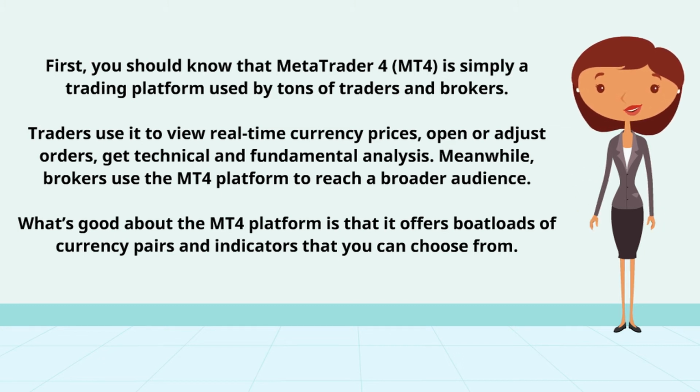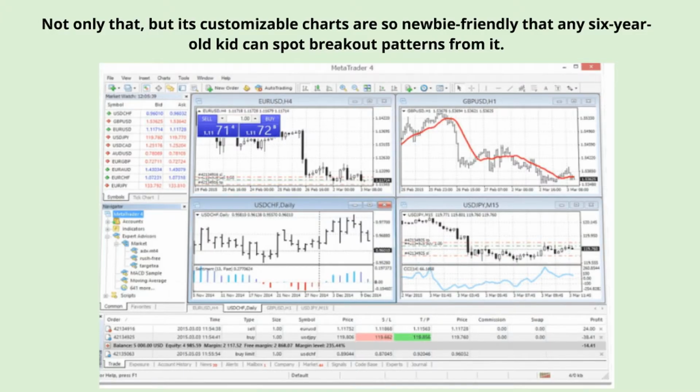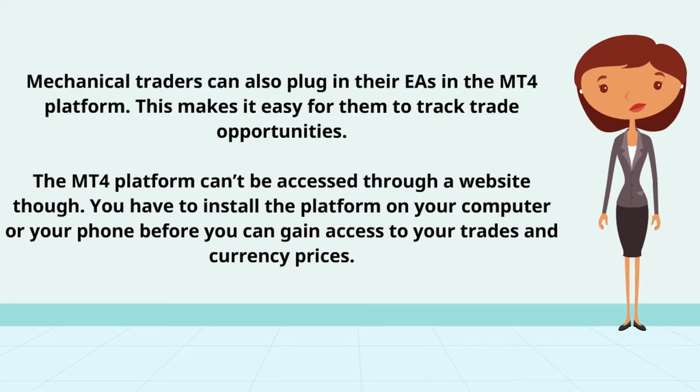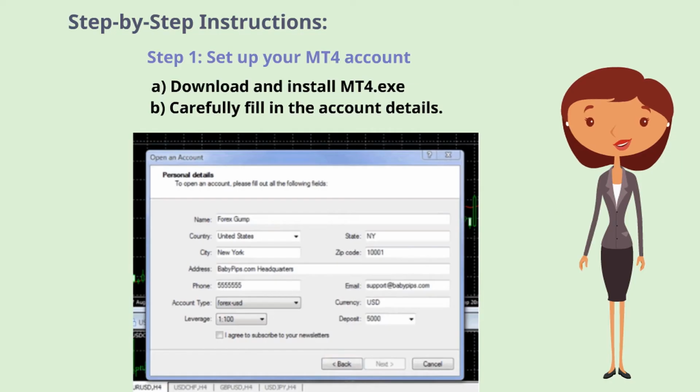What's good about the MT4 platform is that it offers boatloads of currency pairs and indicators that you can choose from. Not only that, but its customizable charts are so newbie-friendly that any 6-year-old kid can spot breakout patterns from it. Mechanical traders can also plug in their EAs in the MT4 platform. This makes it easy for them to track trade opportunities. The MT4 platform can't be accessed through a website though. You have to install the platform on your computer or your phone before you can gain access to your trades and currency prices. Want to open your account now?